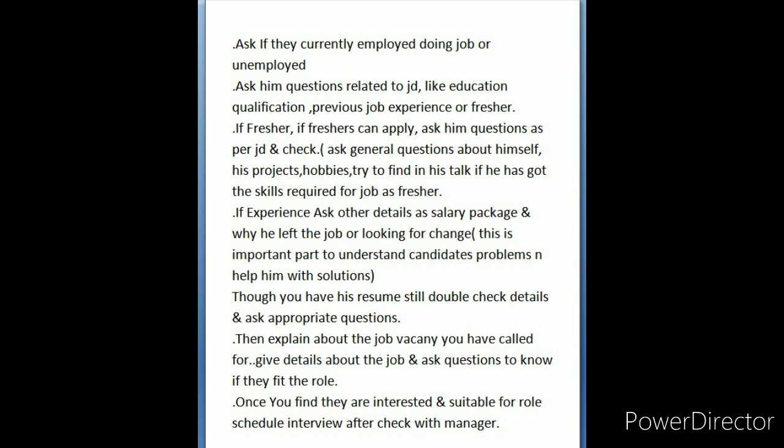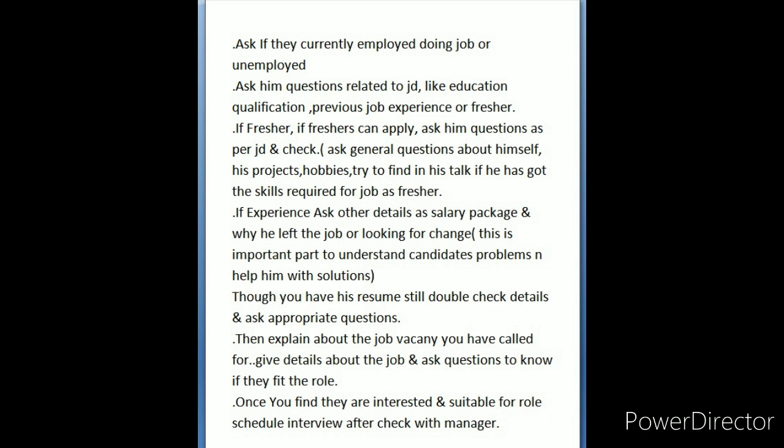Then ask whether he is a fresher, depending on what he replies, and whether he has job experience. If he is a fresher, check in the JD if freshers can apply, and ask him questions as per the JD. Ask him general questions, because a fresher can't answer much and would not know the subject knowledge. Ask him general questions about himself: tell me about yourself, then his projects, hobbies.